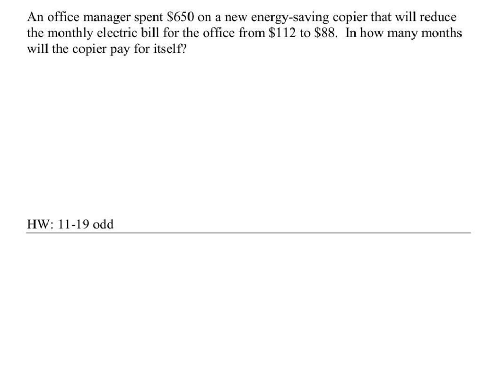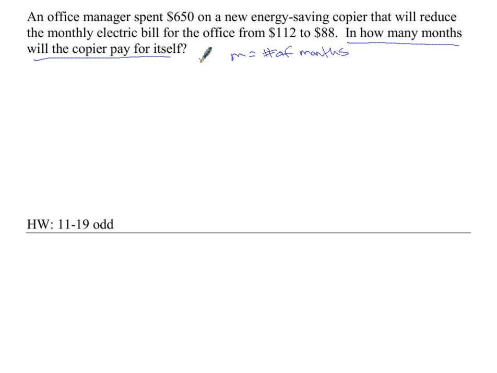So anyway, this is the same type of problem here, a little bit simpler numbers though. Office manager spends $650 on a new energy-saving copier. What is the current electric bill per month in that office? $112. The new copier will reduce the electric bill to $88. And we want to know, when will the copier pay for itself? That's a very realistic thing. So the first thing we need to do in this problem is what? Define your variable. What is it that we're looking for? Months. So what should my variable be? M equals number of months. In how many months will the copier pay for itself? That's where you get that variable from.